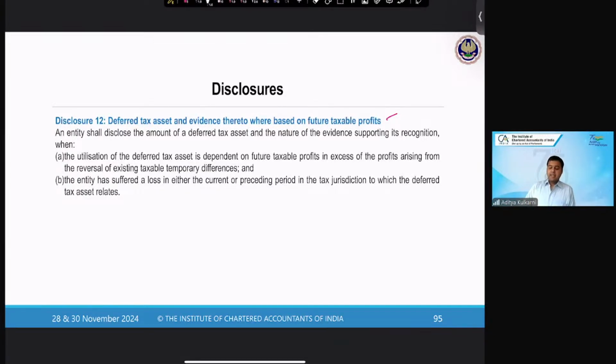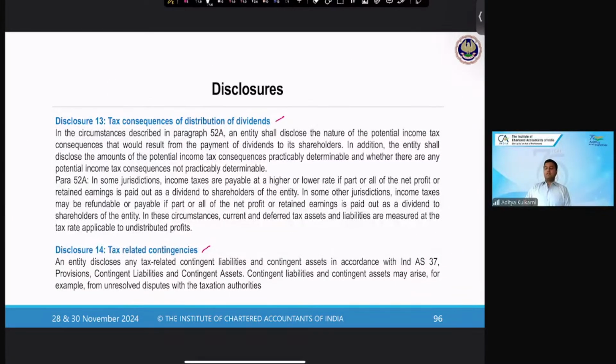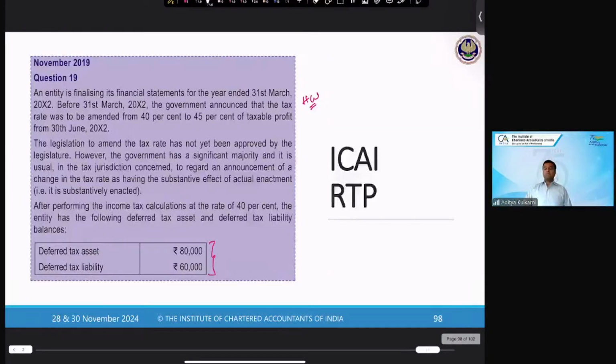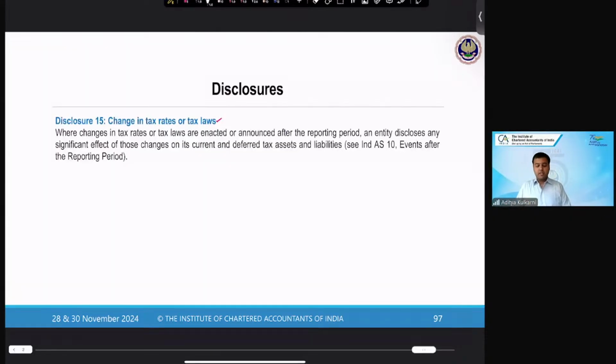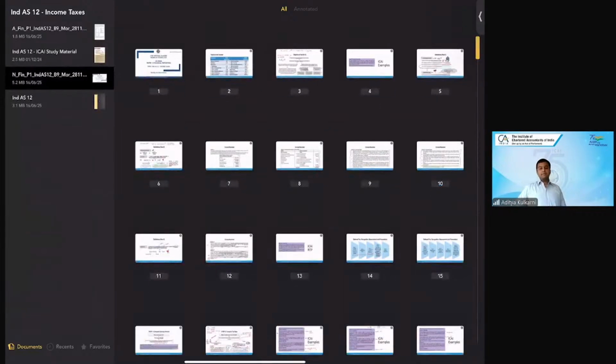Deferred tax asset and evidence based on future profits. That is important. Tax consequences of distribution of dividends, tax-related contingencies, change in tax rates or tax loss. So these are some of the disclosures that you would typically be expected to give in your financials. Any doubts? Anybody?